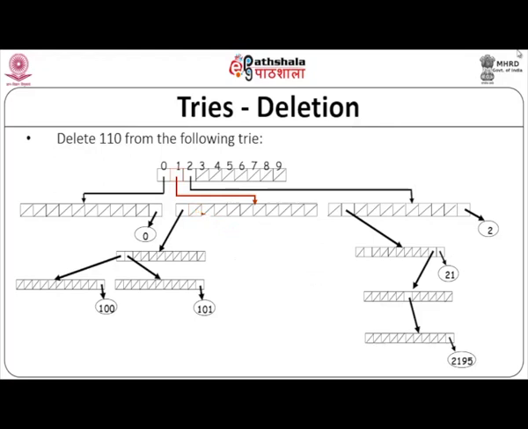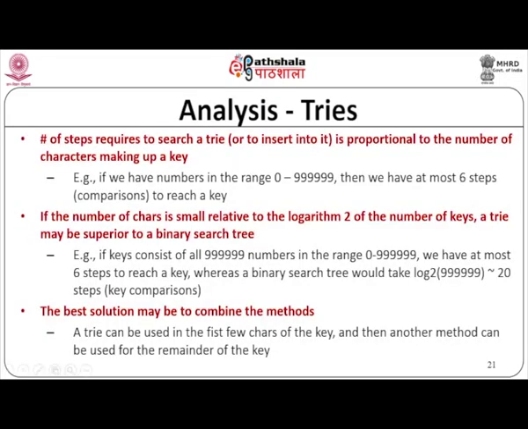So, both go, and this is what happens. Now, let us look at an analysis of tries. The number of steps required to search in a trie or to insert into it is proportional to the number of characters making up the key, not the key itself or the height of the tree or anything like that. It is based on the number of characters.